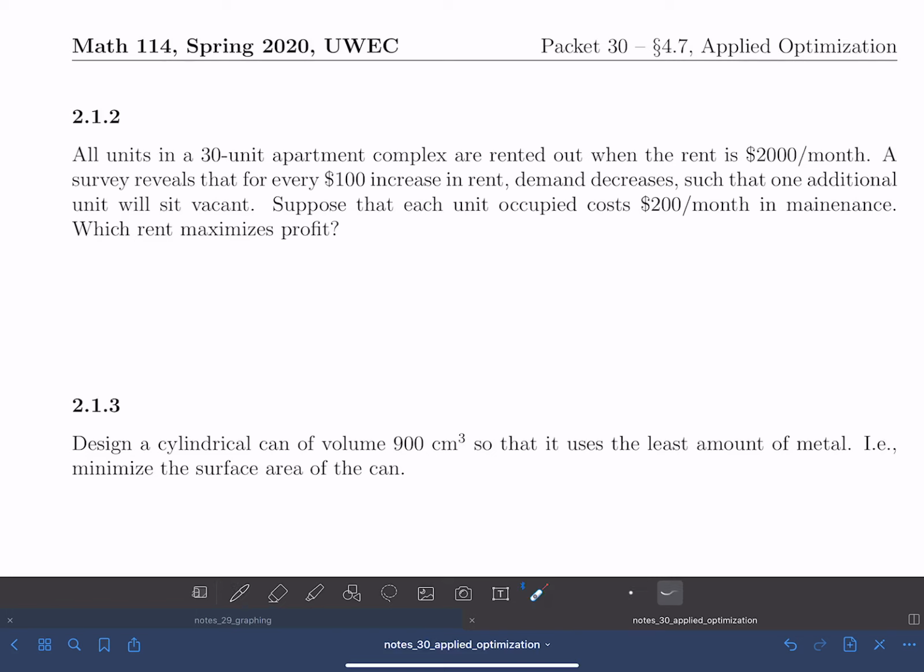So to me, it kind of screams out, okay, rent is going to be my objective function. Rent is omega, and we're going to maximize omega.